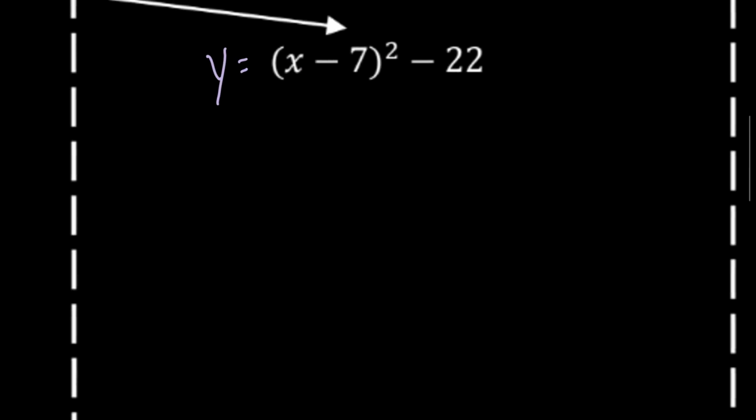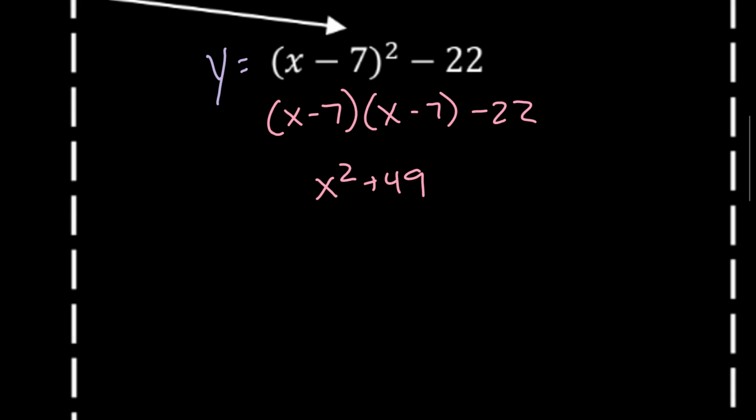Does anyone know how we do that? Multiply. Multiply what? Everything inside. We square the x minus 7. How do you square something? Multiply it by itself. So here, I have x minus 7 times x minus 7. Should I just write x squared plus 49? Is that how you square something?